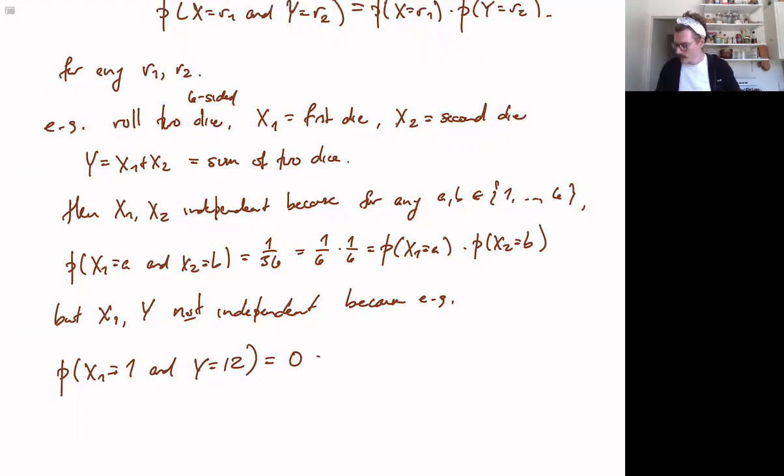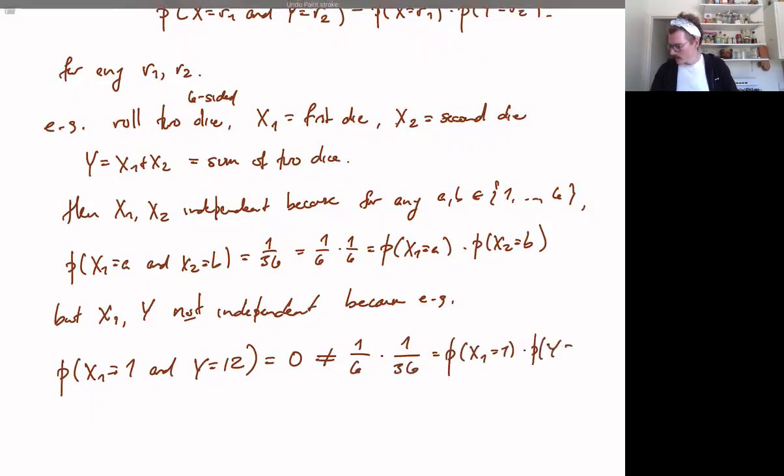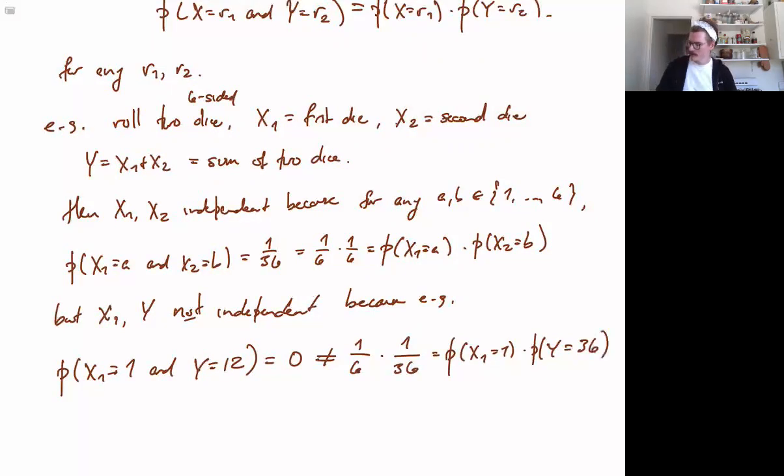On the other hand, the probability of rolling a 1 on the first die is 1/6, and the probability of getting a 12 on both dice is 1/36. So we're writing down probability of X1 equals 1, and the probability of Y equals 12. So this thing is not 0, so the two sides are not equal, and these random variables are therefore not independent.